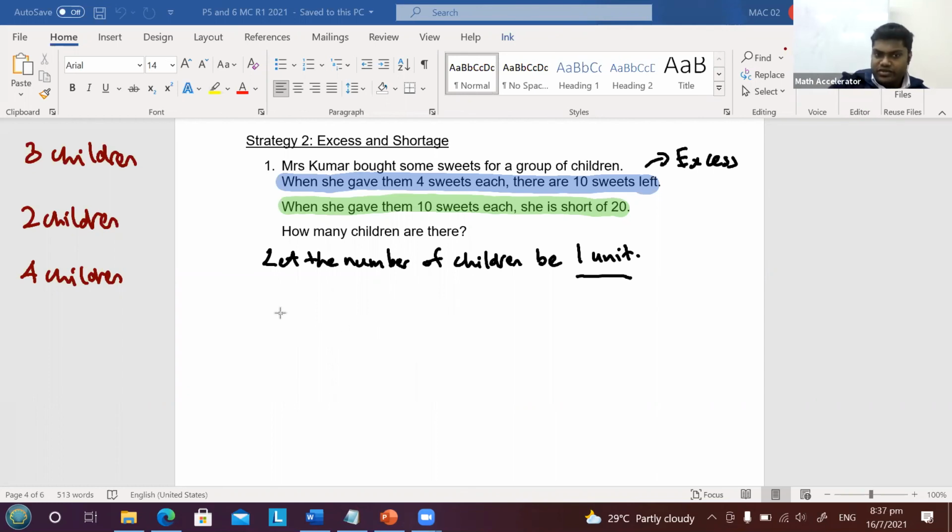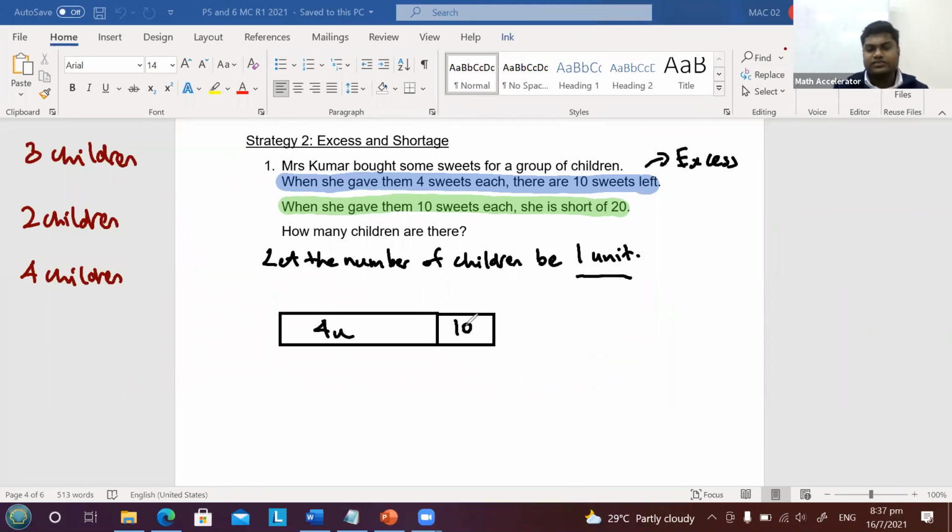You simply draw a model like this, 4 units plus 10. That's all. So go ahead and draw this model. Okay, so this represents the total number of sweets. Okay, give your time to draw.